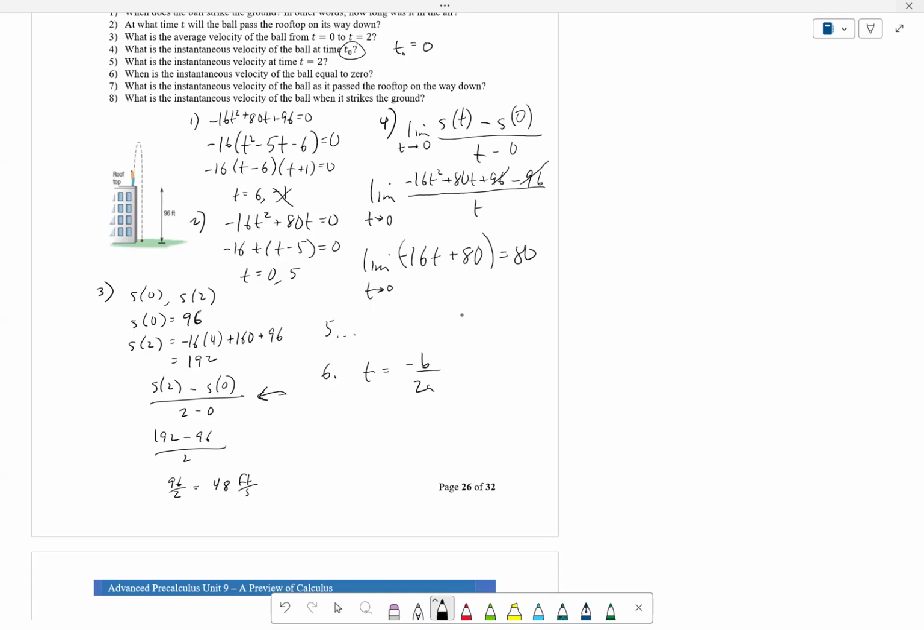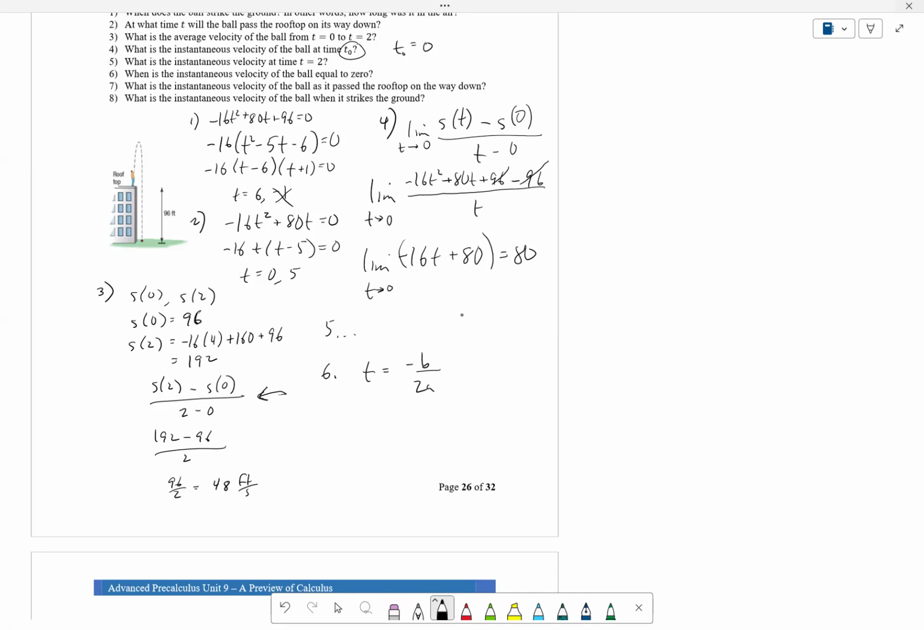It'll be negative, isn't it? And how do you think it's going to compare, the one passing the rooftop on the way down, compared to the initial? The initial is 80 miles per second going up. Probably negative 80 when it passes that same moment. So maybe you don't even have to do calculations there. The only other one you'd have to calculate is that number 8.